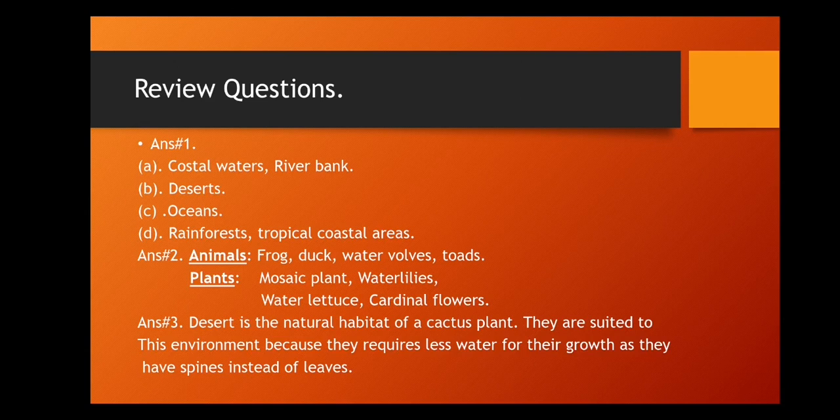Question number 3 is, identify the natural habitat of cactus plant. How is a cactus plant suited to its environment in this habitat? Answer is, desert is the natural habitat of cactus plant. They are suited to this environment because they require less water for their growth, as they have spines instead of leaves. This is the complete answer of question number 3.